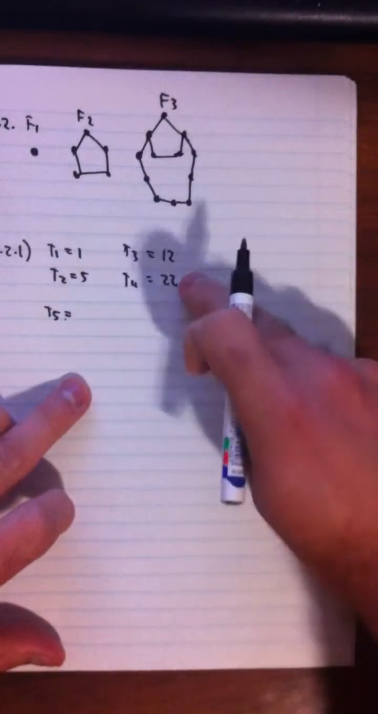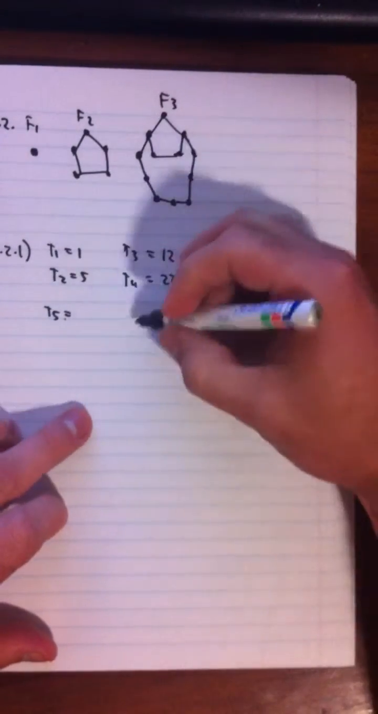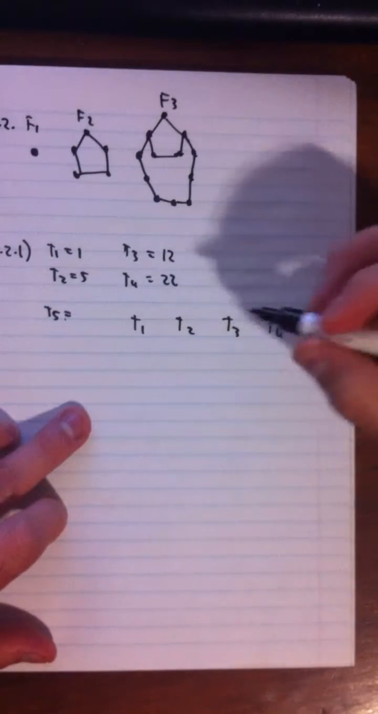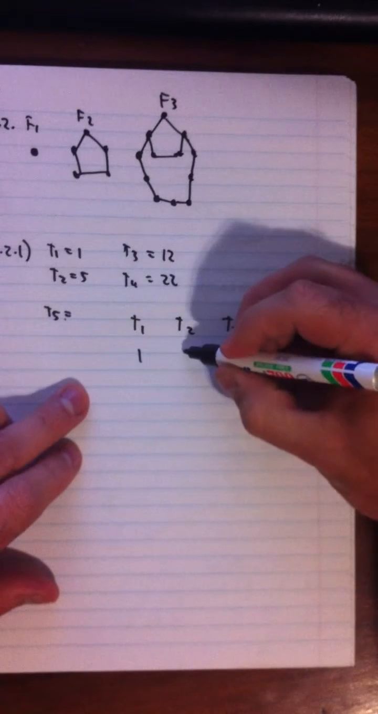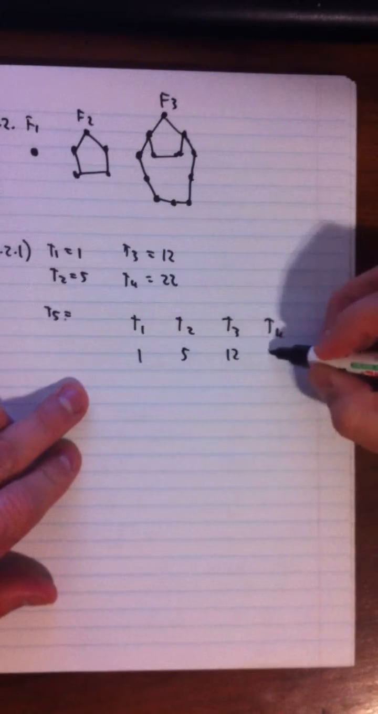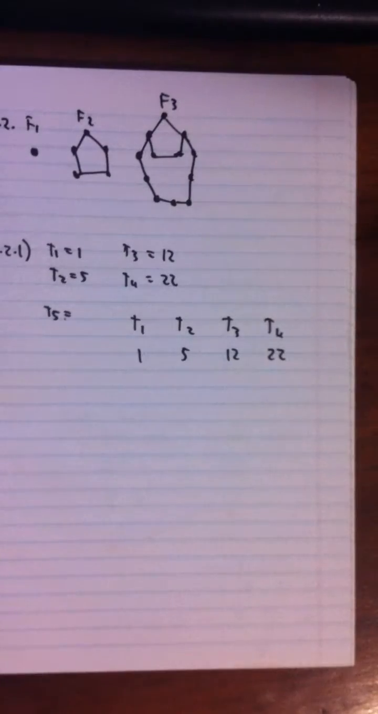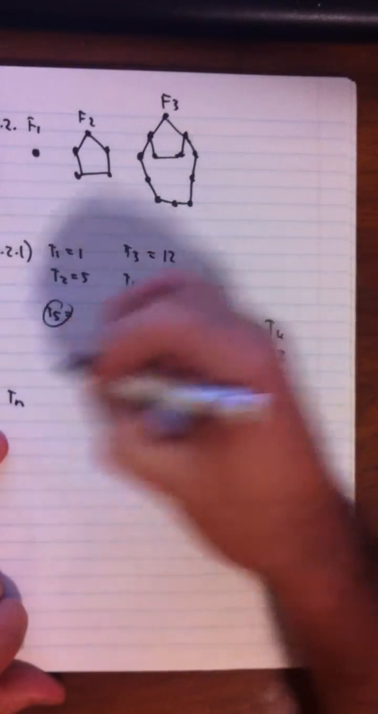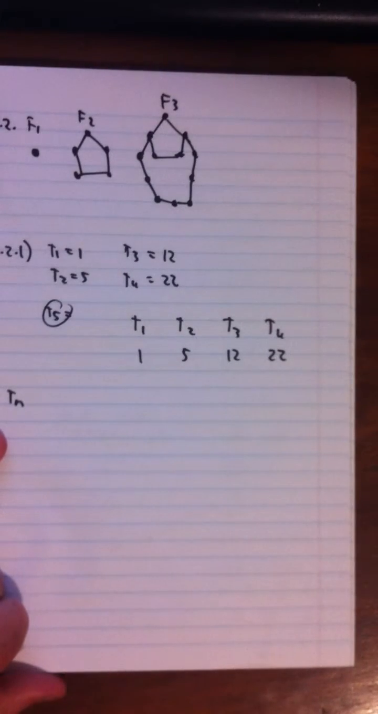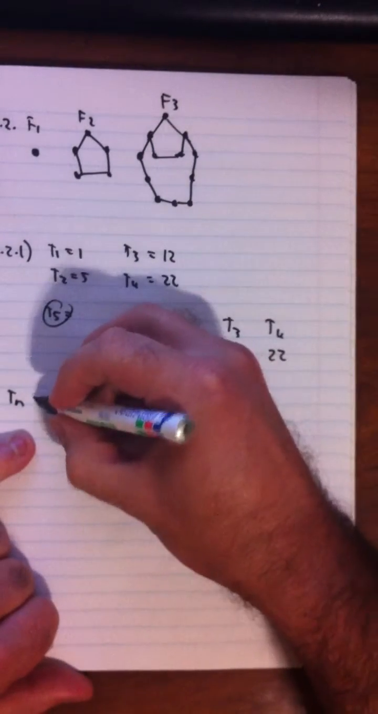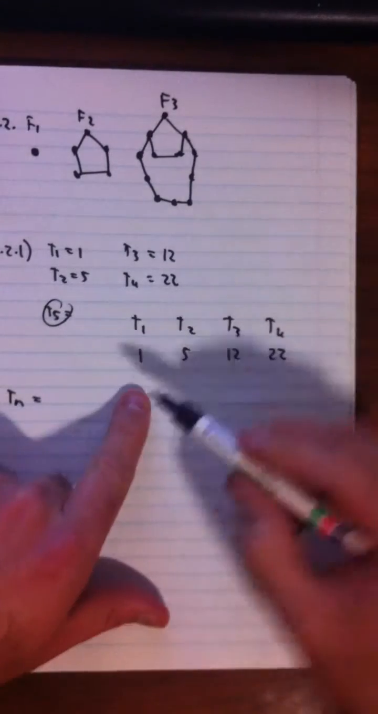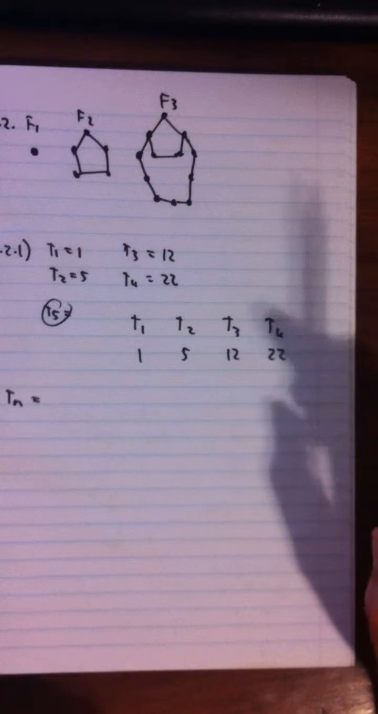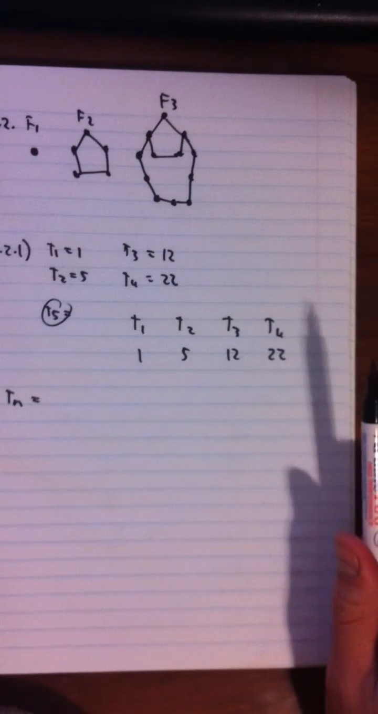Okay, so now we've got enough information to find a pattern. Let me rewrite this in horizontal form. Okay, so term 1 is 1, term 2 is 5, term 3 is 12, and term 4 is 22. Okay, and they ask us, what is term 5? So first of all, let's find a general equation for this. Okay, so first of all, we see it doesn't increase by the same margin every time. So it's not a basic arithmetic series. Let's see if it's a geometric.